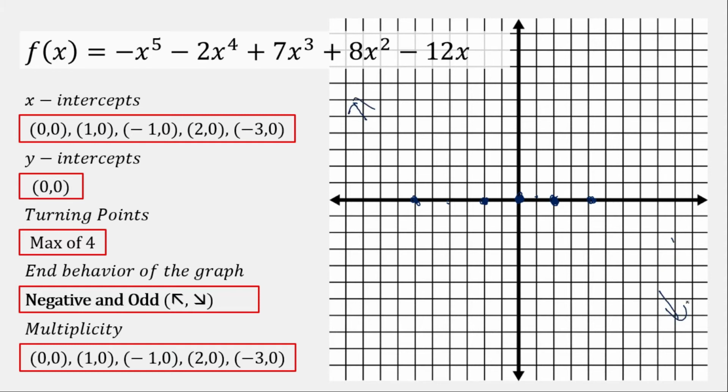Okay. Now let's try to connect all the points. Again, I remind you that all of this will cross the x-axis because there is no multiplicity. Okay, so this is the rough graph of this polynomial function.